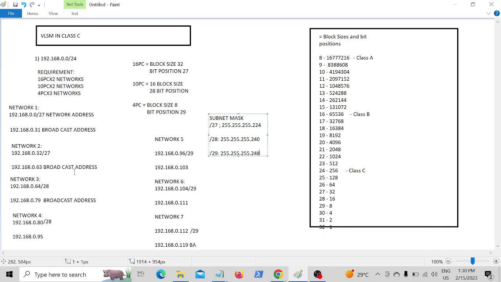So I will be sharing some homework problems also on the group. You guys try them out for today. If you guys are not getting them, just ping me, or we'll discuss in tomorrow's class. And tomorrow we'll be doing VLSM class B and A. For tomorrow, subnetting is done. Then we'll go for router interaction. Okay, any doubts, anyone?